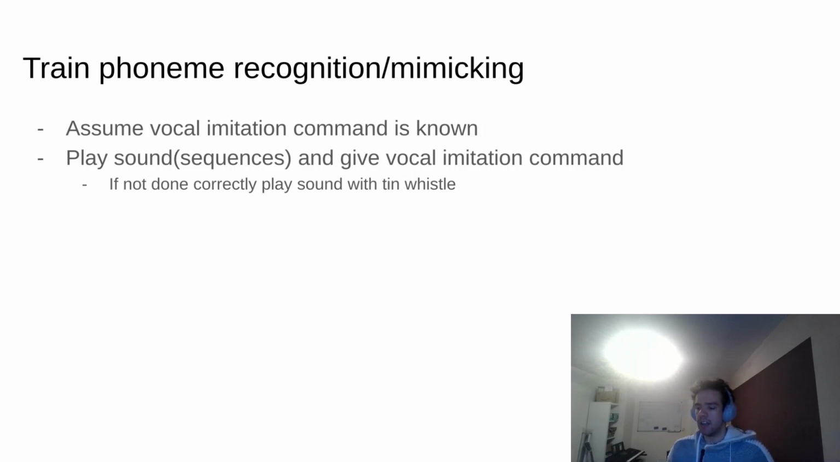Then we can play sounds with the underwater speaker and give the vocal imitation command, and they need to match the sounds. We can give rewards if they match it precisely, or if they don't match it precisely enough, we can use the tin whistle to show what sounds they were supposed to make. So we want to always use the tin whistle for correcting orcas about what they should have done.